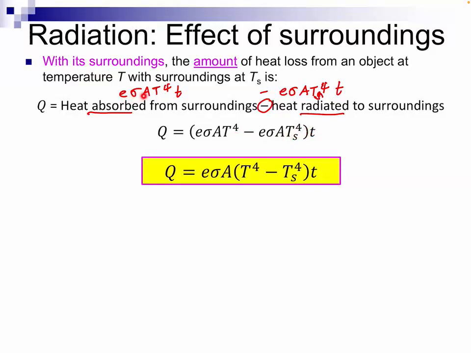Emissivity, sigma, A, and the time are all appearing in both equations. So we can factor them out, and hence we have outside the bracket here emissivity times sigma, the Stefan-Boltzmann constant, times the area and times the time, because they appear on both terms of this equation here.